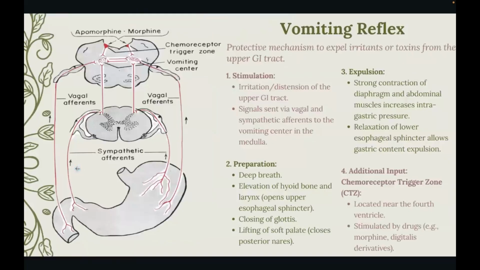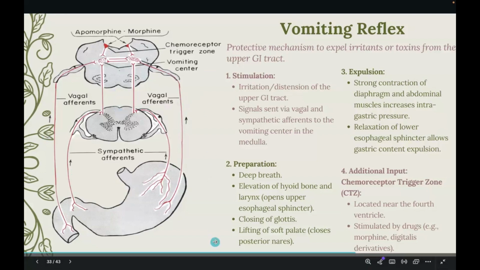Okay. Last topic, again a bit random, honestly, but we're going to be talking about the vomiting reflex. Vomiting in general is a protective mechanism by our body. Whenever our body senses any irritants or toxins, or something that is not edible, in the upper GI tract, this is where the vomiting reflex is initiated. So these are exactly the steps that it goes through.